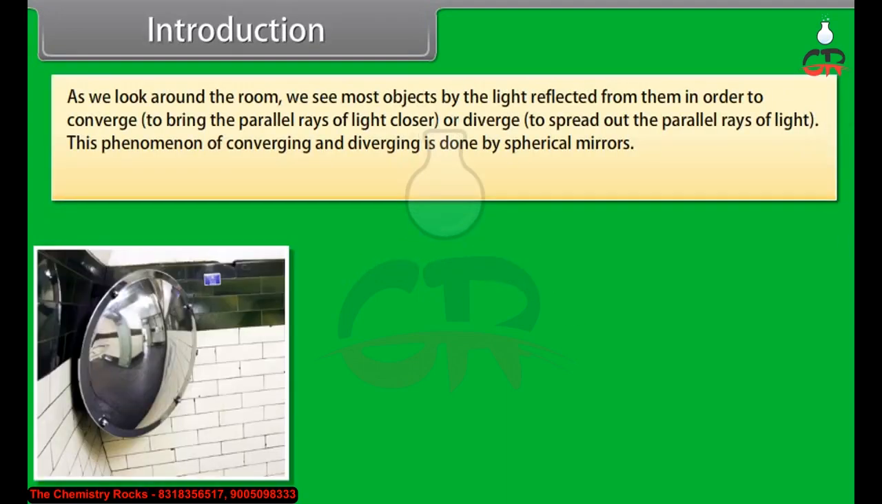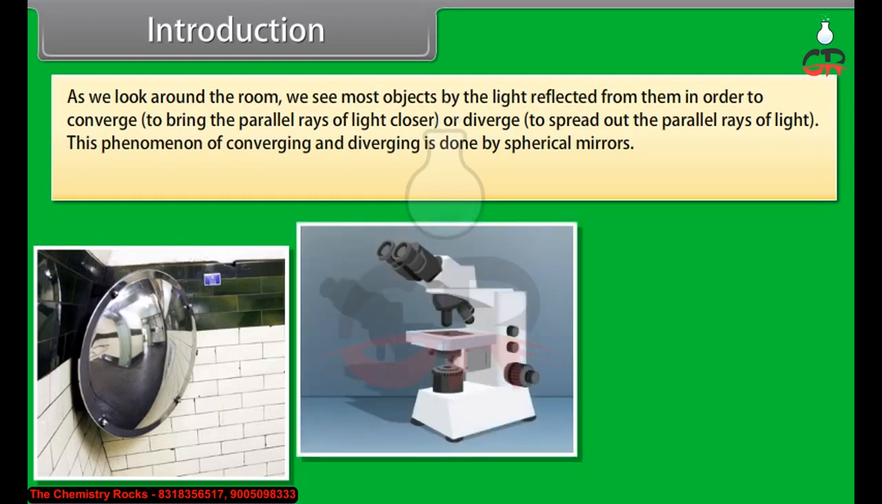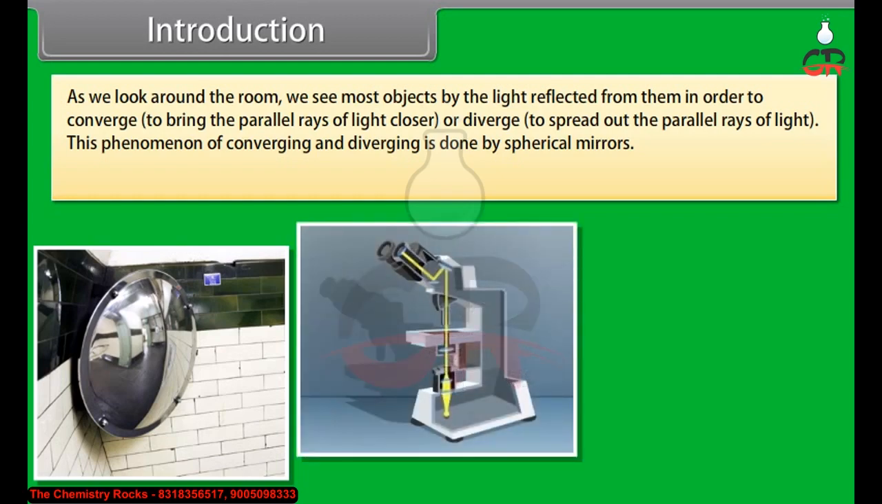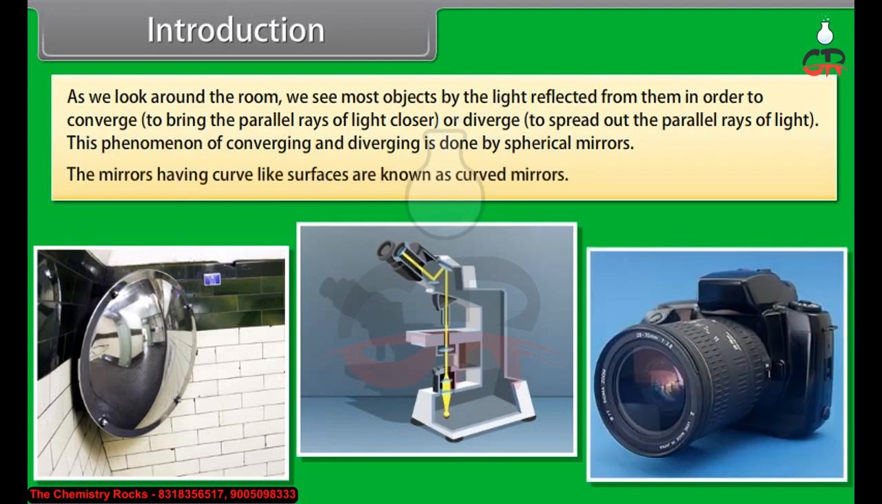As we look around the room, we see most objects by the light reflected from them. In order to converge, to bring the parallel rays of light closer, or diverge, to spread out the parallel rays of light. This phenomenon of converging and diverging is done by spherical mirrors. The mirrors having curve-like surfaces are known as curved mirrors.